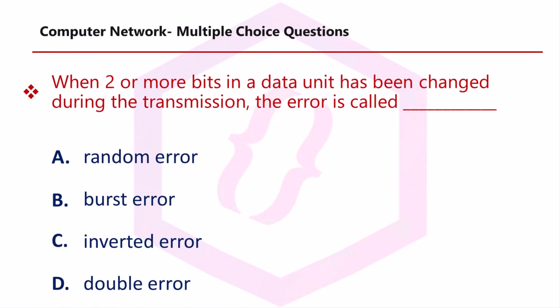When two or more bits in a data unit have been changed during the transmission, the error is called option A, random error. Option B, burst error. Option C, inverted error. Option D, double error. And the correct answer is option B, burst error.